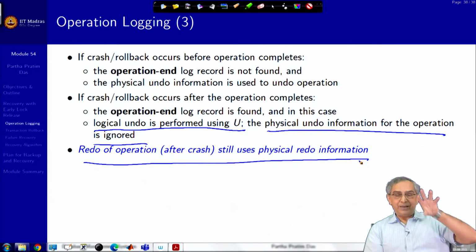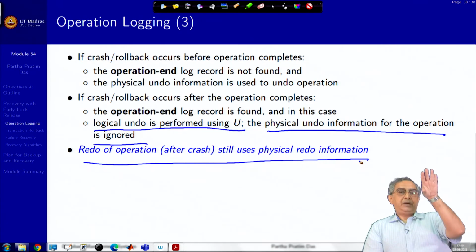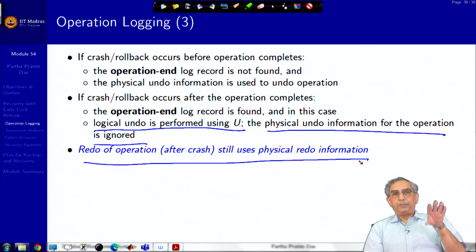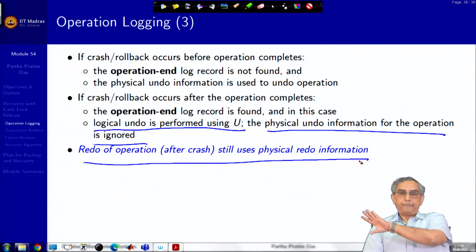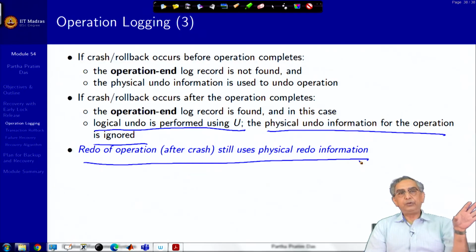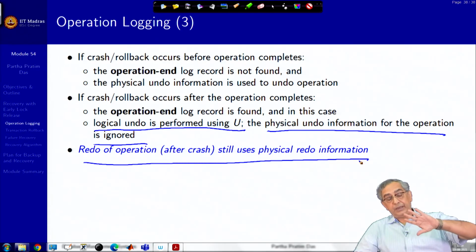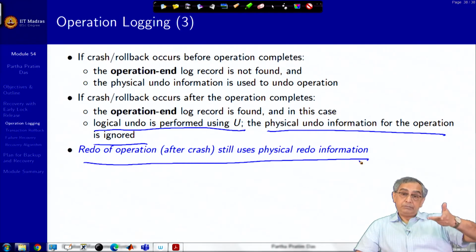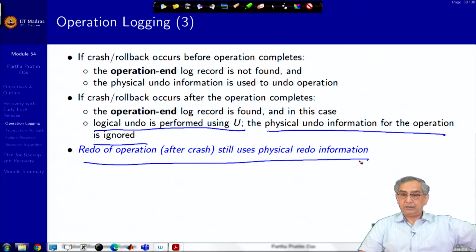So, it is basically simplifying the whole thing to a great extent. In an early lock release situation, if an operation has not completed, then the changes in the B plus tree, or in that data structure, have not happened. So, all that you need to do is the physical undo of your variable values. If it has completed, then you need to effect the change in that data structure by doing the logical undo operation, and you ignore the physical undo part.